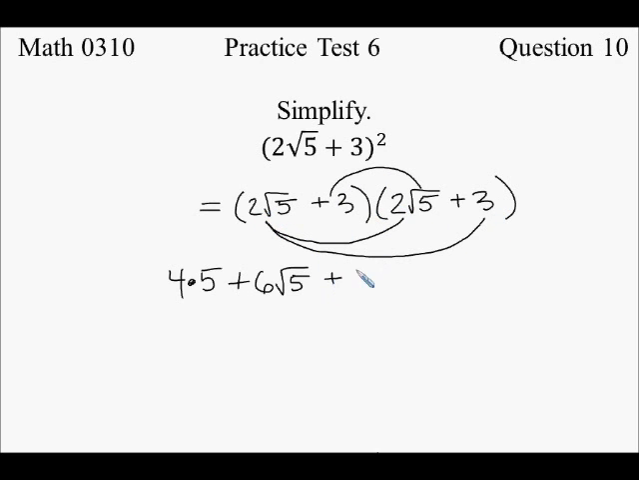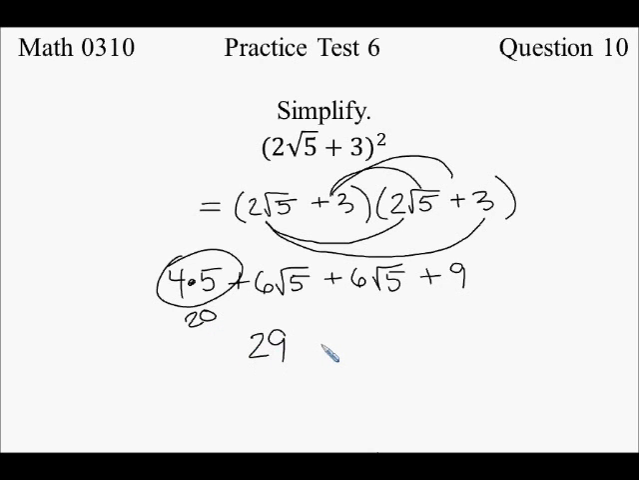So we get another plus 6 square root of 5. And the 3 times the 3, both positive, so we would get a plus 9 there. Okay, so here we have, this would be 20 right here. So we have 20. We also have 9. Those are both terms that don't have a radical in them, so we can combine those as like terms. 20 plus 9 would give us 29.